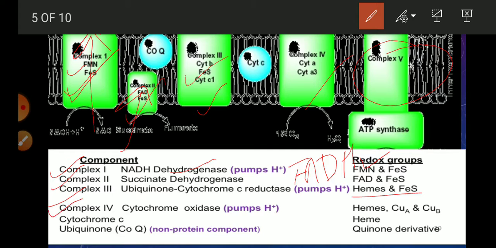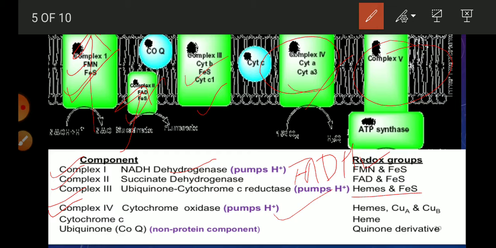Complex 4 has cytochrome oxidase, so it is called the cytochrome oxidase complex 4. It is also a proton pump, and it has a heme group in which FeS is present, and then copper A and copper B are present. So we can say cytochrome A and cytochrome A3 are present here.